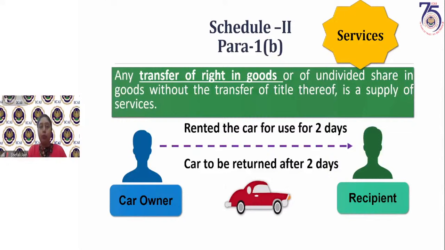So please keep in mind that these transactions, these activities, are a supply, and because they are already a supply, we are considering their classification. So any transfer of right in the goods is a supply of service. It is not a supply of goods. Though we are giving goods to the recipient, we are actually not transferring the ownership. In para 1A, we were transferring the ownership in the goods.